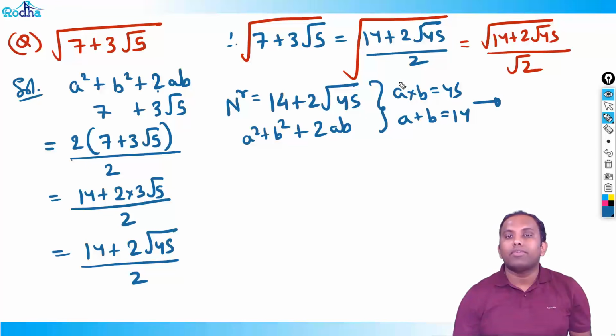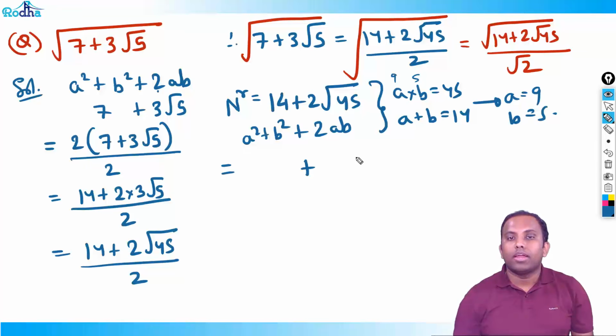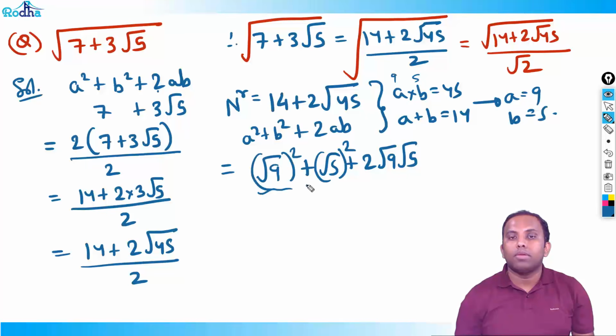Quite easy. 9 fives are 45. Therefore, a equal to 9 and b is equal to 5. So it becomes 2 root 9 into root 5. This last part, b square is root 5 square. a square is root 9 square. So a square plus b square plus 2ab becomes (a plus b) whole square. So root 9 is 3. So (3 plus root 5) whole square.